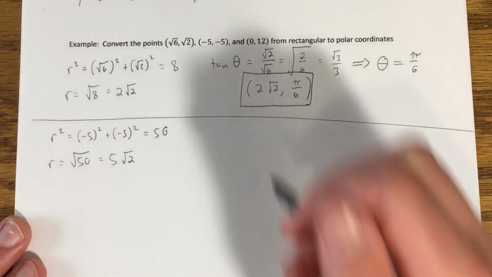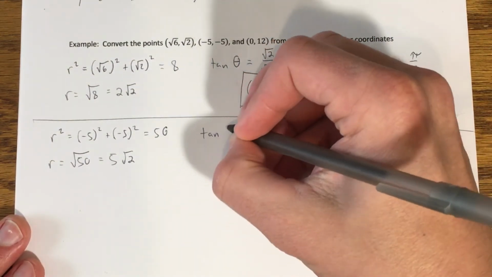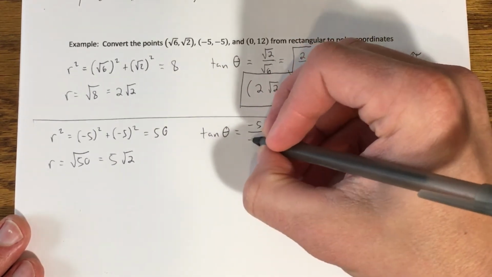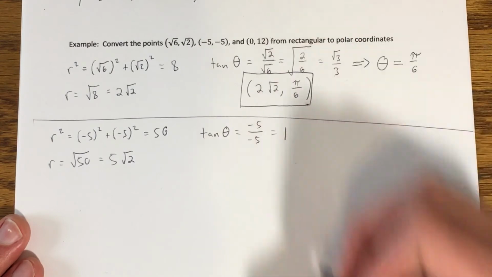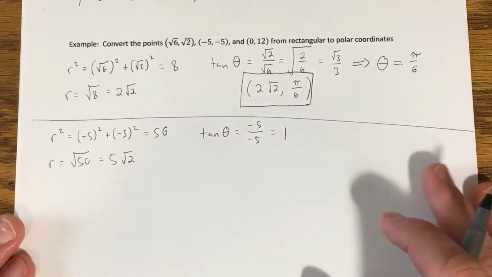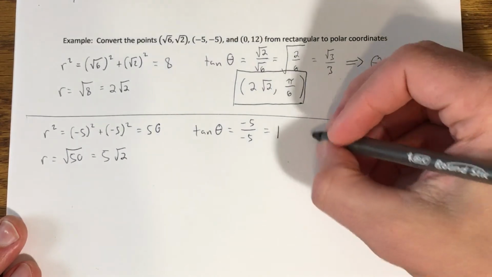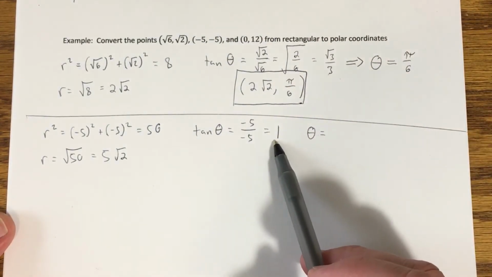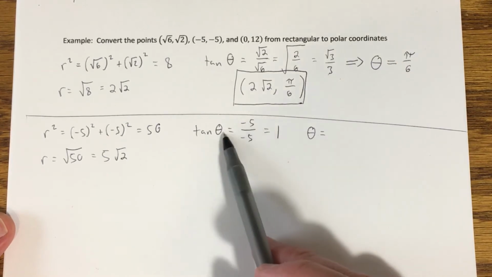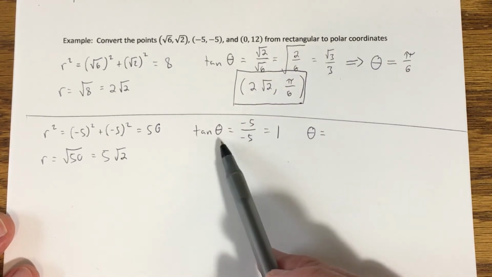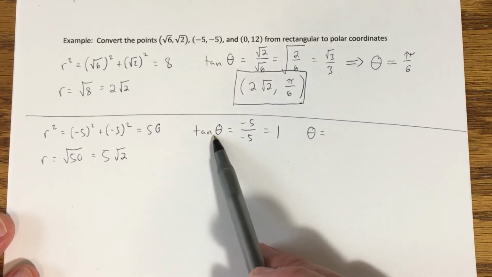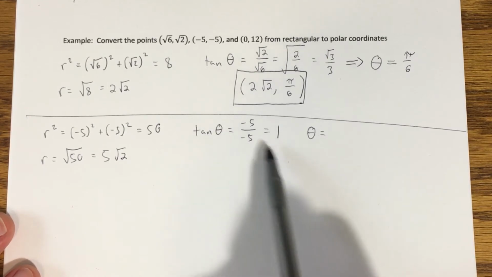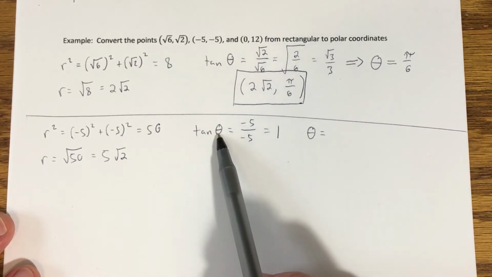Next up, we want theta. So I do the same thing as before. Tangent of theta is equal to -5 over -5, which is y over x. This comes out to 1. So I want to determine, where is tangent of theta equal to 1? Well, there's 2 places. In the 1st quadrant, tangent will be positive, and it's equal to 1 when theta is pi over 4. In the 3rd quadrant, tangent is also positive, and we would get a value of 1 if we did tangent of 5 pi over 4.